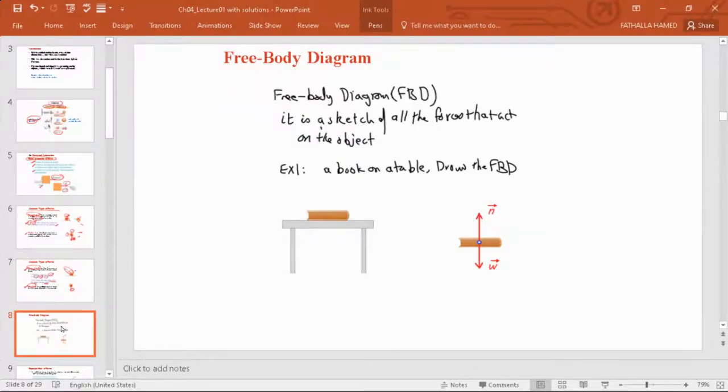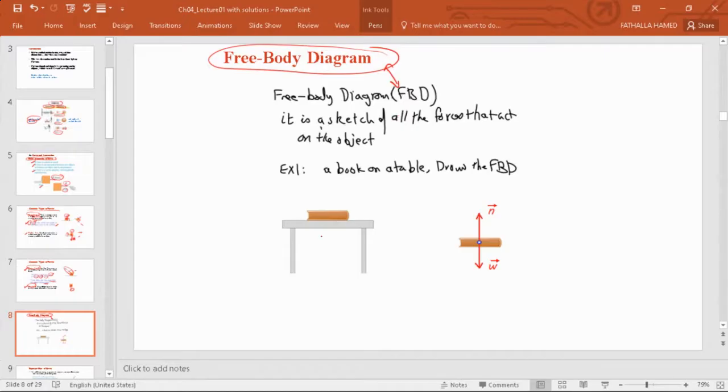Now, whenever you are dealing with an object, you have to identify the forces that are exerted on this object. Some of them may be common type forces. Some of them could be applied forces. So usually we do that with something that we call a free body diagram, and we give the abbreviation here as FBD.